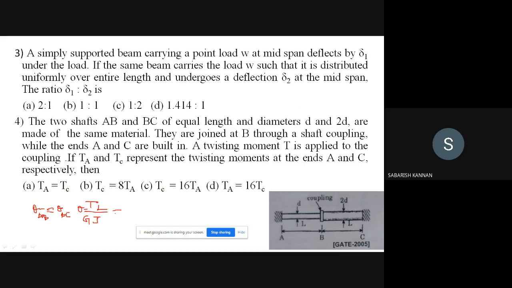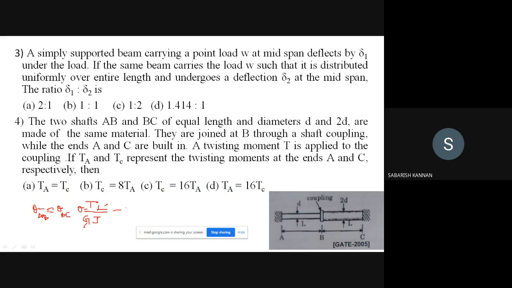So TA L divided by GA JA, right? So here L is same, length is same, right? So the length is same, only the diameter of the shaft will vary. Length is same and material is also same, right? If the material is also same, the G will also be same and L will also be same. Only the diameter varies. That is T divided by J. J is known as polar moment of inertia.